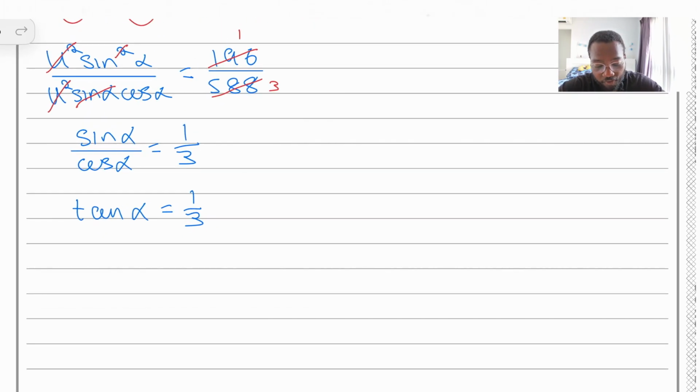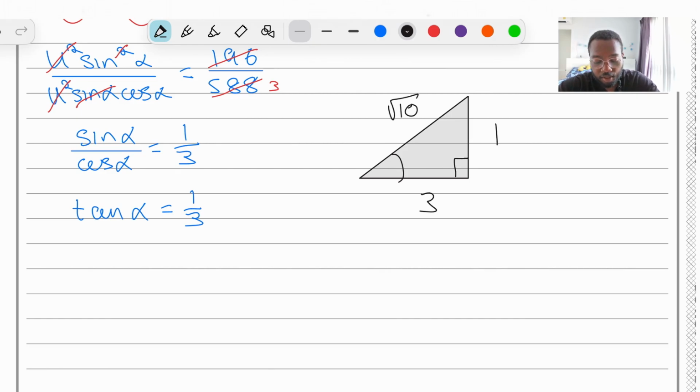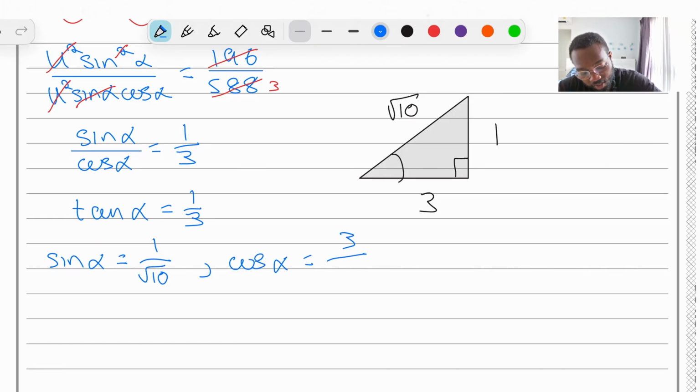So now that we have tan alpha equal to 1 over 3, if we draw a right angle triangle here, we know that opposite over adjacent will be 1 here and 3 here. Therefore, 3 squared plus 1 squared, all square rooted, will give me root 10. Therefore sine alpha would equal 1 over root 10, that's opposite over hypotenuse, and cosine alpha would equal 3 over root 10.